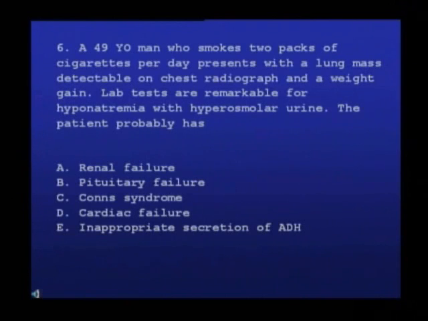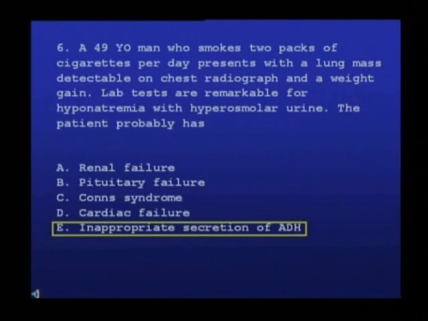SIADH, or syndrome of inappropriate ADH secretion, however, seems a better answer. A lung primary could present with a paraneoplastic syndrome in which ADH is produced autonomously, causing fluid retention and hyponatremia. Thus, given the choice between answers D and E, answer E seems the better answer, since it is more compatible with this patient's presentation.